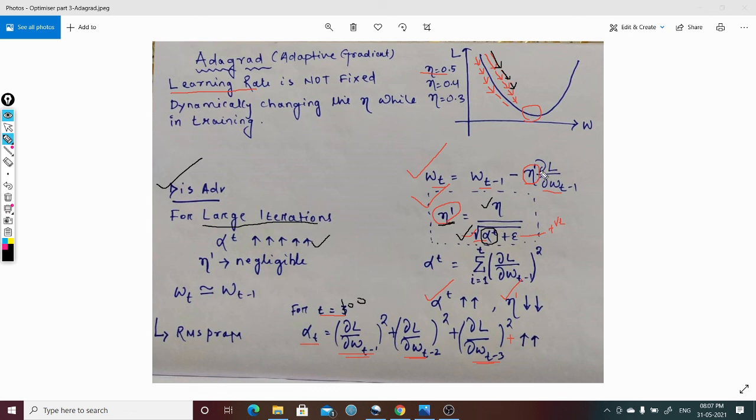If this value is nearly equal to 0 and we multiply the loss derivative with this eta value, this whole term will become 0. So there will be no update; the previous weight and the updated weight will be pretty much the same. This is the major disadvantage. To overcome this, we are using RMSprop. So the next optimizer we are going to discuss is RMSprop. So this is all about Adagrad.